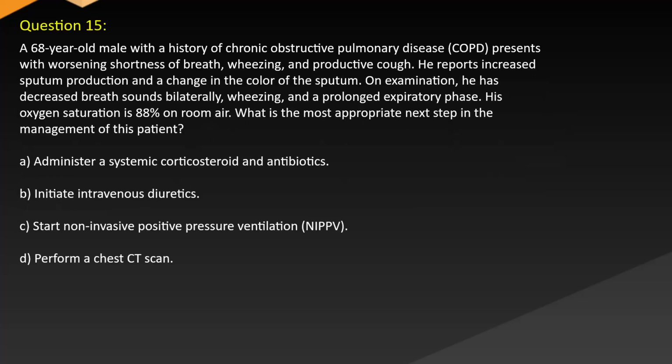Question 15. A 68-year-old male with a history of chronic obstructive pulmonary disease, COPD, presents with worsening shortness of breath, wheezing, and productive cough. He reports increased sputum production and a change in the color of the sputum. On examination, he has decreased breath sounds bilaterally, wheezing, and a prolonged expiratory phase. His oxygen saturation is 88% on room air. What is the most appropriate next step in the management of this patient?